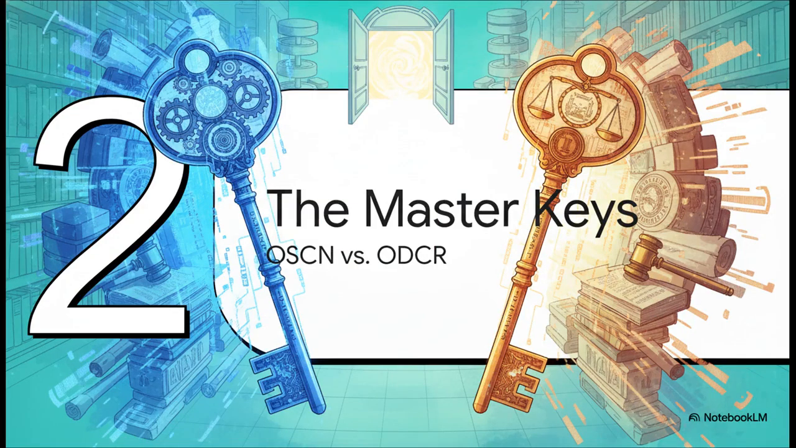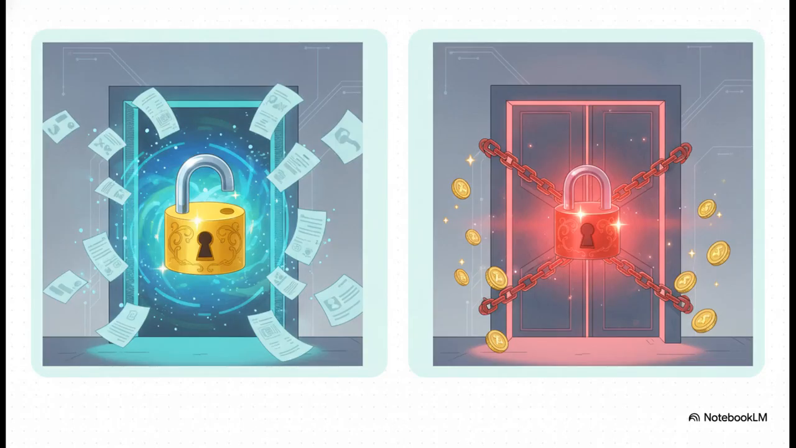Section 2, the master keys, OSCN versus ODCR. Now, there's a pretty stark contrast between the 2 main online portals used to access these district court records. OSCN, that's the Oklahoma State Courts Network, is the official statewide portal. The best part? It requires absolutely zero registration to use. It gives you real-time updates directly from the court clerks, and you can download the PDF documents for free.